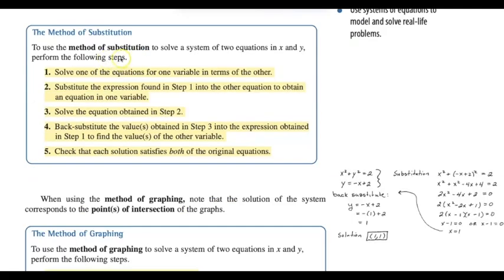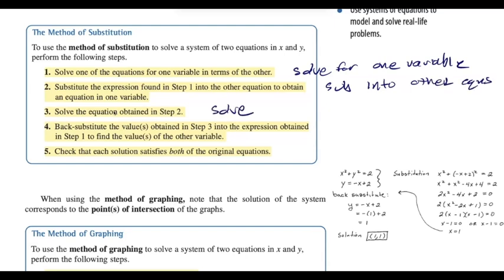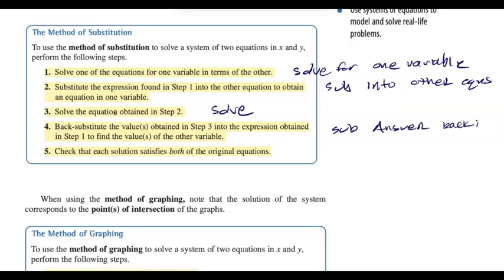So the method of substitution is basically you want to solve for one equation in terms of the other. Solve for one variable, and then you can substitute it into the other equation. Then we're going to solve, and then we're going to sub back in. We sub our solution back into the original equation to find all solutions. That's the method. And then you should check it to make sure they both work.